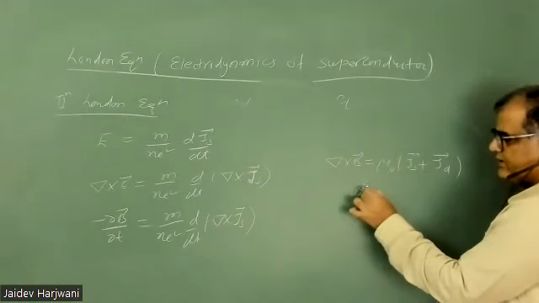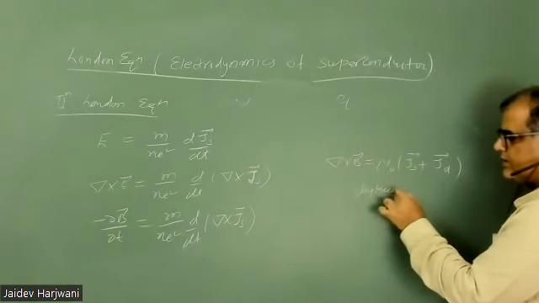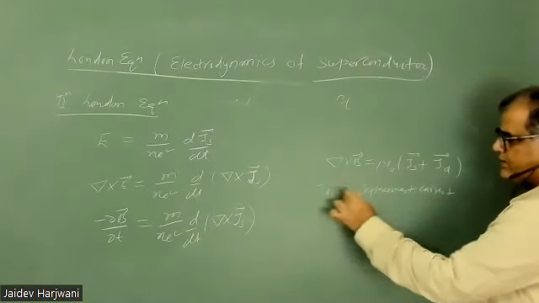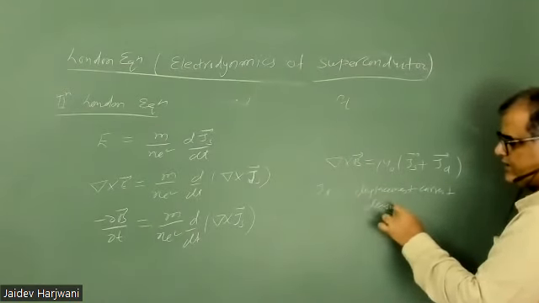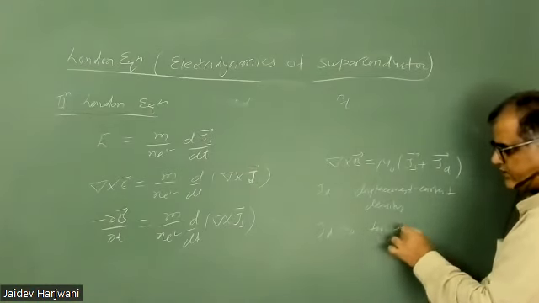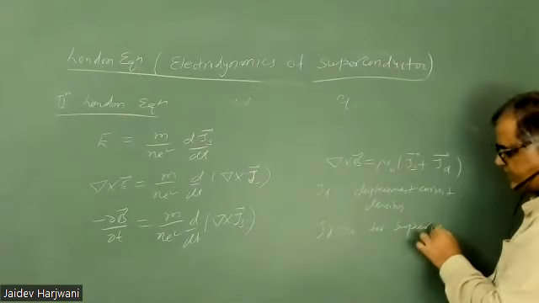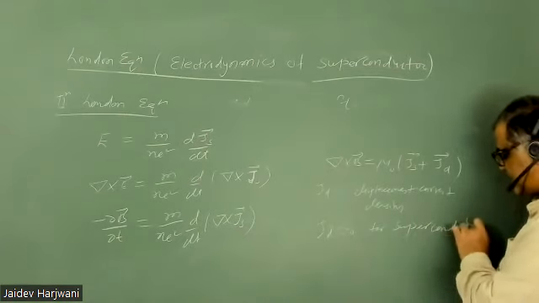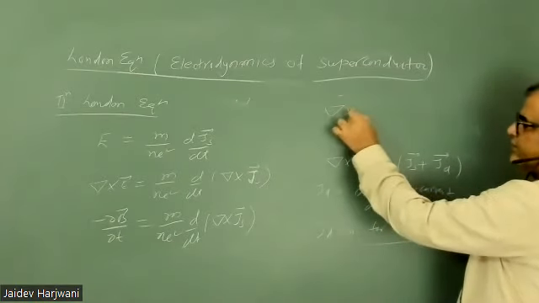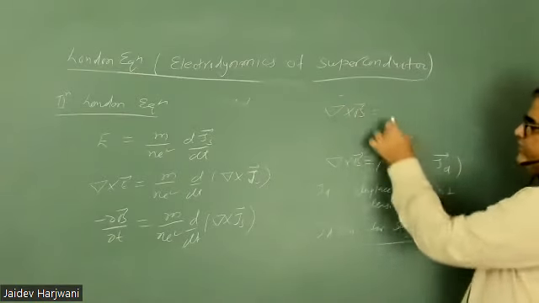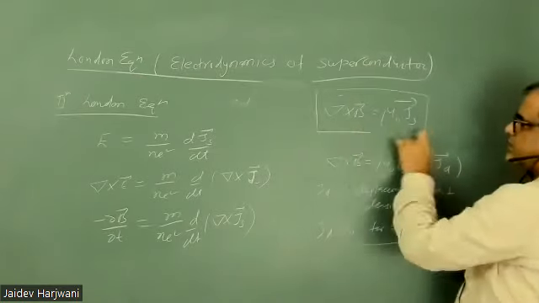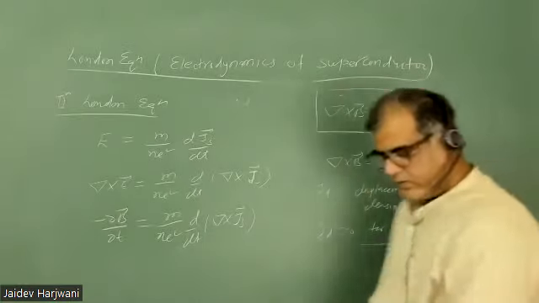Displacement current density is negligible for superconductors, so we don't have a displacement current density in a superconductor. So simply you can write del cross B is equal to mu 0 Js for a superconductor. Put this value here.